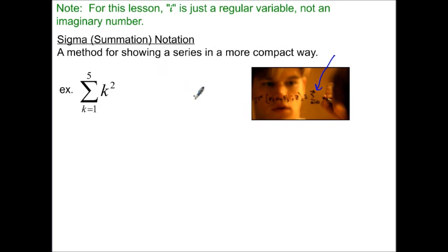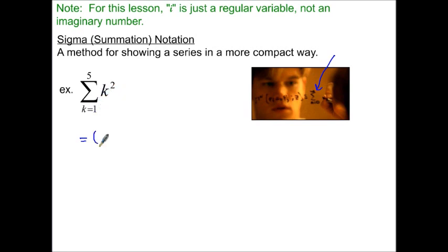Sigma notation is just a method for showing a series in a more compact way. So this is actually just representing a series, a sum of various things. It's not real obvious right now because it's the first time you're seeing it, but it says k equals 1, and it gives me this k squared, and it gives me the 5 up here. What this actually means is I'm going to plug this value into the expression out front.